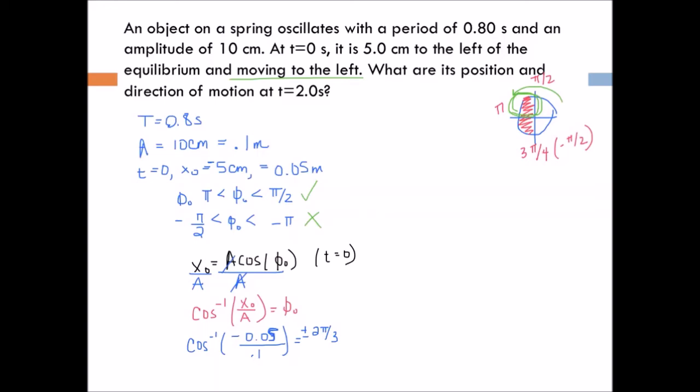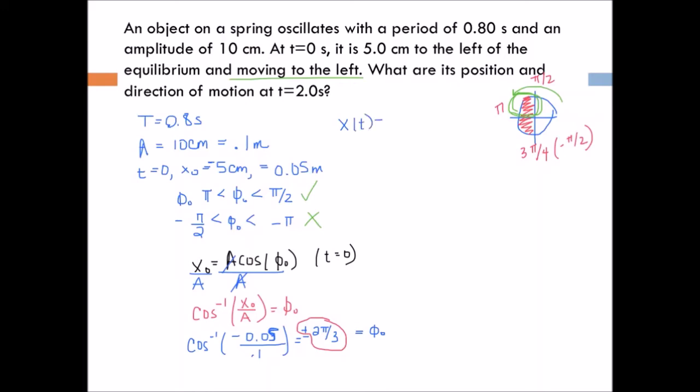But looking back at the information that we talked about at the beginning, I've already narrowed it down between pi over 2 and pi. So that means that my phi naught has to be a positive value. So again, now we have a value for phi naught. Now what this problem is asking for is what are its position and direction of motion at t equal to 2.0 seconds. Now, all of this is to eventually get an equation for position.